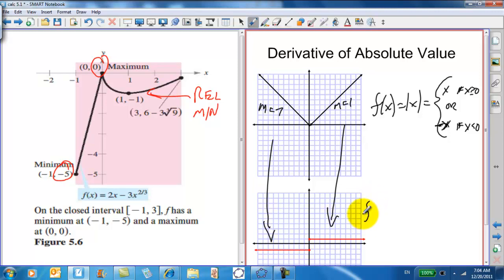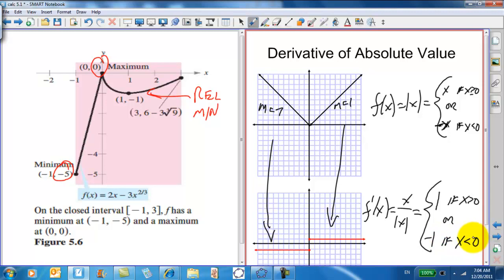So for f prime of x, the general rule for the absolute value of x is just take x divided by the absolute value of x. This turns itself into a piecewise function, so the derivative will be 1 if x is greater than 0, or it'll equal negative 1 if x is less than 0. So you can remember the derivative in this equation format, in this visual format, and in this piecewise idea.